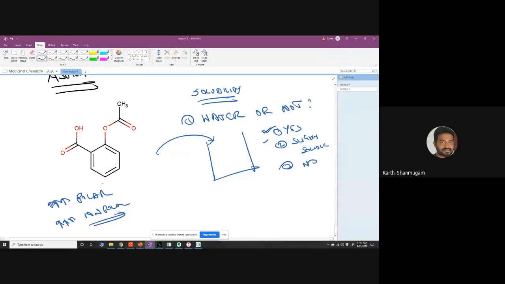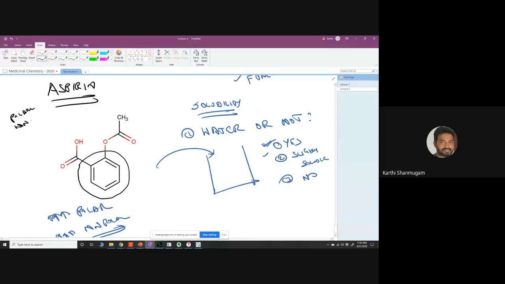I'm using the same example, aspirin, very simple structure. So can you tell which phenyl ring is soluble? No, my question is simple. Which functional groups are polar in this example and which functional groups are non-polar? That's all.